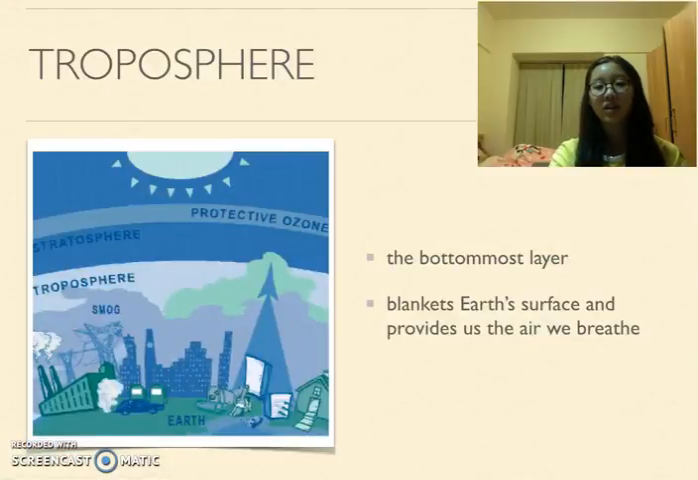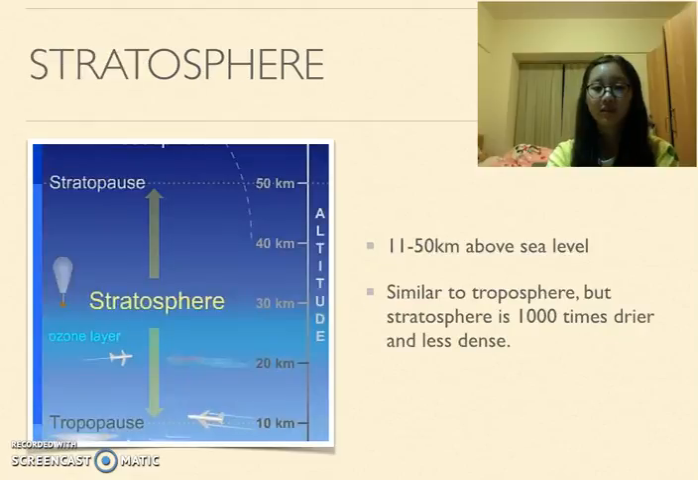The first layer of the atmosphere is the troposphere. It is the bottommost layer, and it blankets the Earth's surface and provides us the air that we breathe. Also, the troposphere controls the weather of our planet.